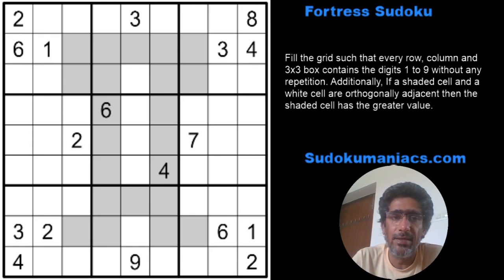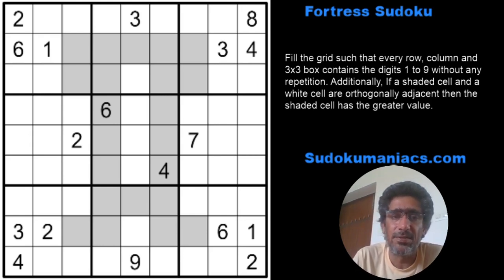Now additionally in this variant, we have a few cells that are marked in gray. Now, whenever there is a gray and a white cell adjacent to each other orthogonally, that is in the four directions, left, right, top or bottom, in such a scenario, the gray cell will always contain a digit higher in value than the white cell. That's the basic rule.